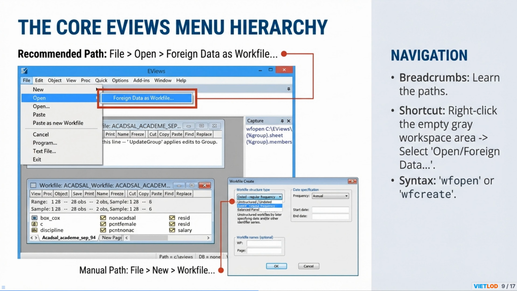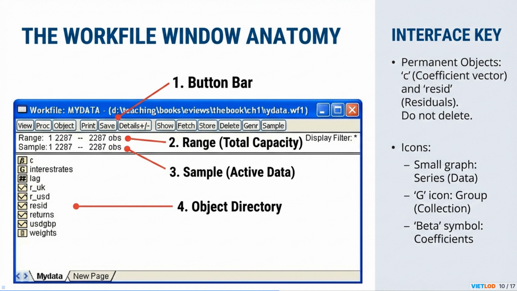To navigate EViews, you can follow the breadcrumbs, which are the menu paths. The recommended path for importing foreign data is File, Open, Foreign Data as Workfile. There's also a manual path, File, New, Workfile. A handy shortcut for quick access is to right-click the empty gray workspace area and select Open Foreign Data. For those who prefer command line efficiency, the syntax for opening a workfile is WF Open, and for creating a new one, it's WF Create.